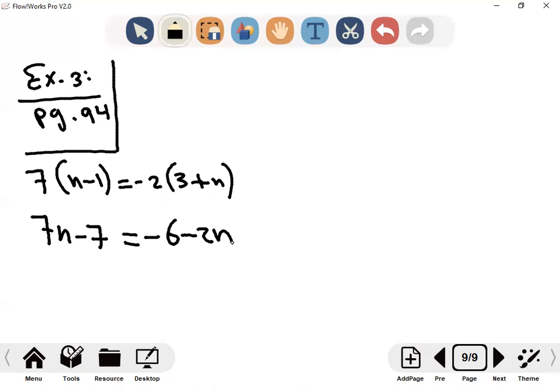After 2 plus, the value... This is not 2, this is what? Negative 2. This is plus n. Negative multiplied by positive should be negative 7.